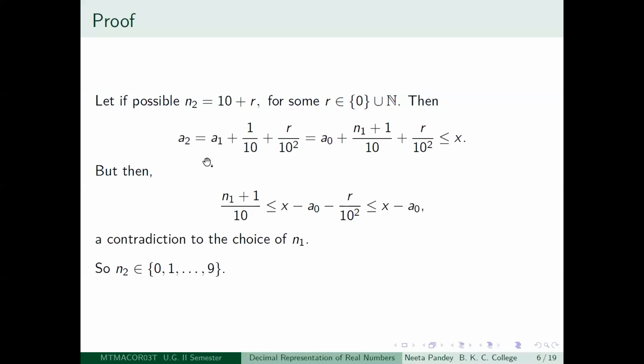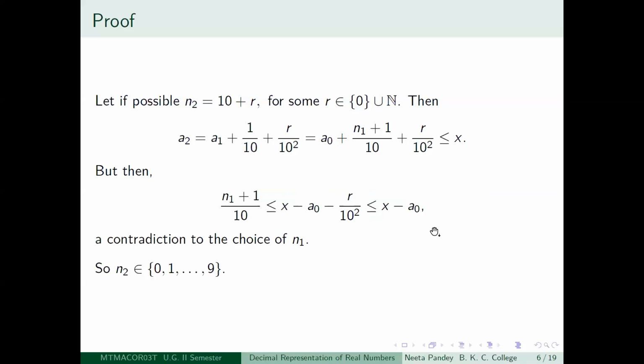Now you go one step back again, and instead of a1 you write a0 plus n1 by 10. So what do you get? You get a0 plus (n1 plus 1) divided by 10 plus r by 10 squared. This is the expression for a2, and you know that a2 is less than or equal to x. Therefore, (n1 plus 1) divided by 10 is less than or equal to x minus a0 minus r by 10 squared. Since r by 10 squared is non-negative, this is less than or equal to x minus a0.